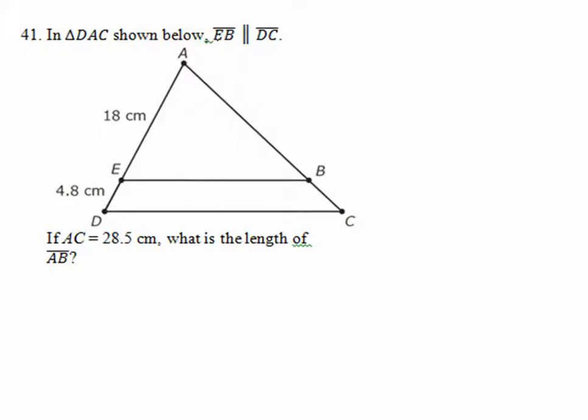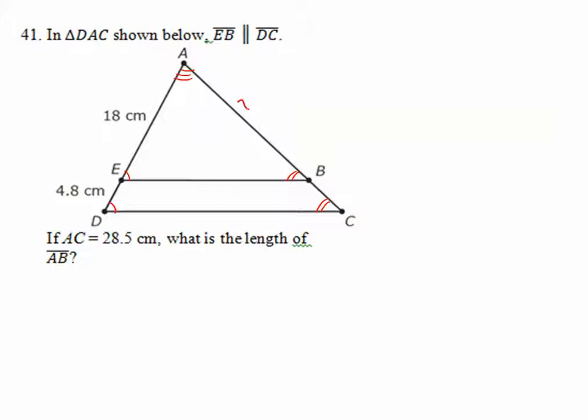Well, because these two lines are parallel, that tells us that these angles are the same. So this angle is congruent to this angle because they are corresponding. Same thing with this angle and this angle. And since they all share this angle, that tells us that these are similar triangles. So AEB is similar to ADC.